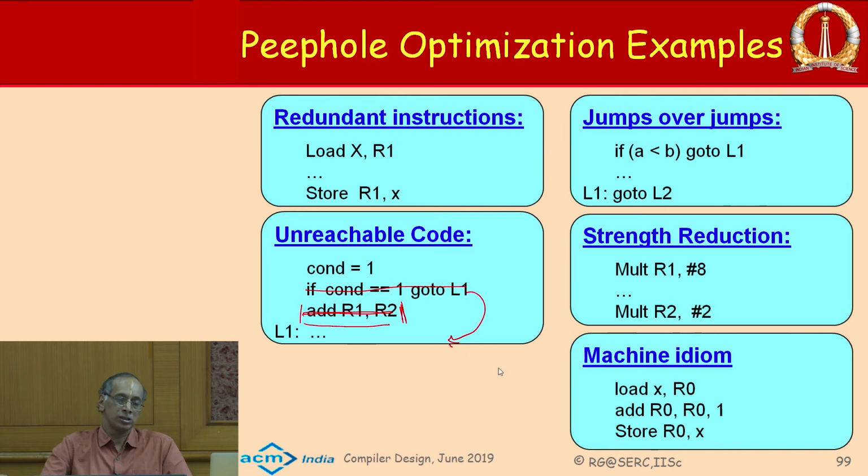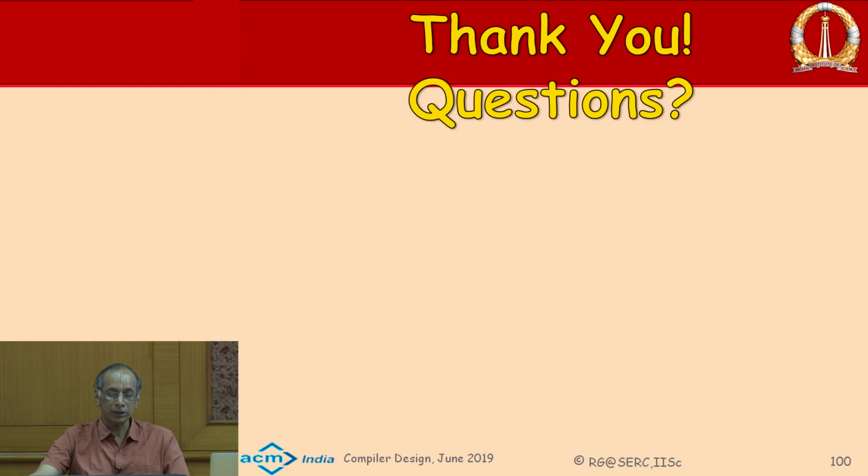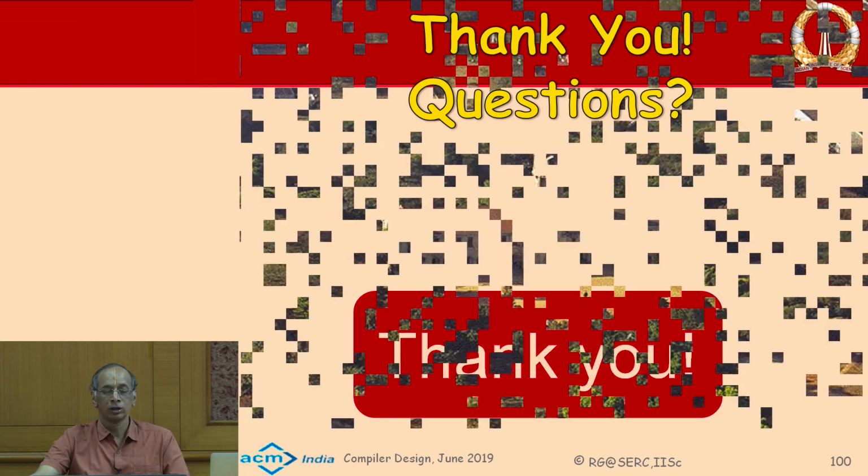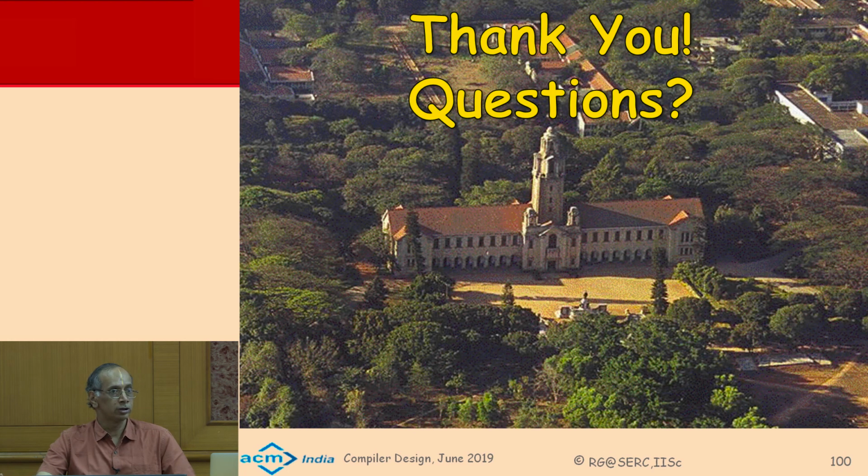So, this optimization is the last phase, in the sense that after code generation you do one more pass of peephole optimization and eliminate some of these redundant codes. That is something that you do. Okay, that kind of completes our discussion on code generators. Do you have any more questions on this?